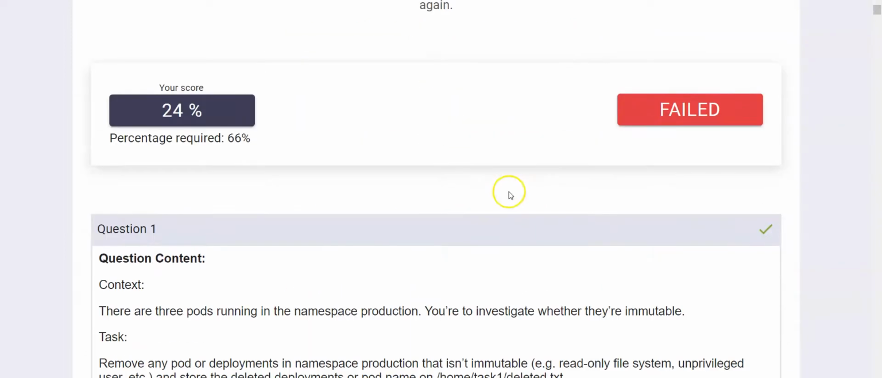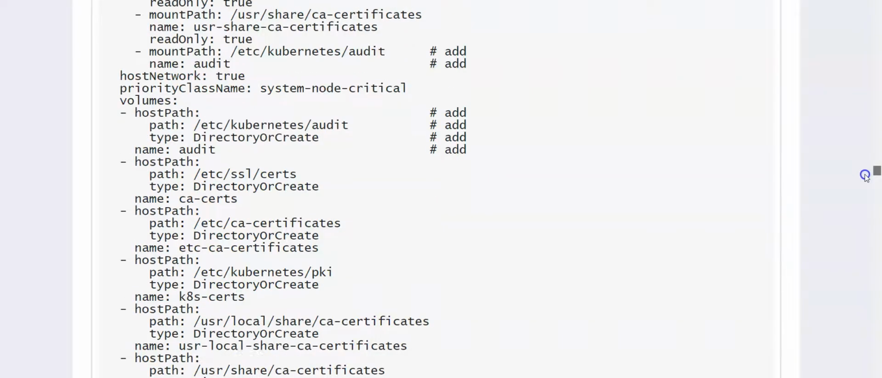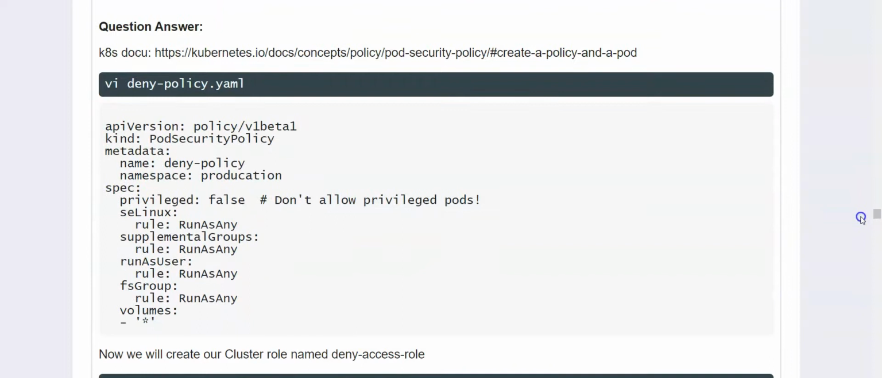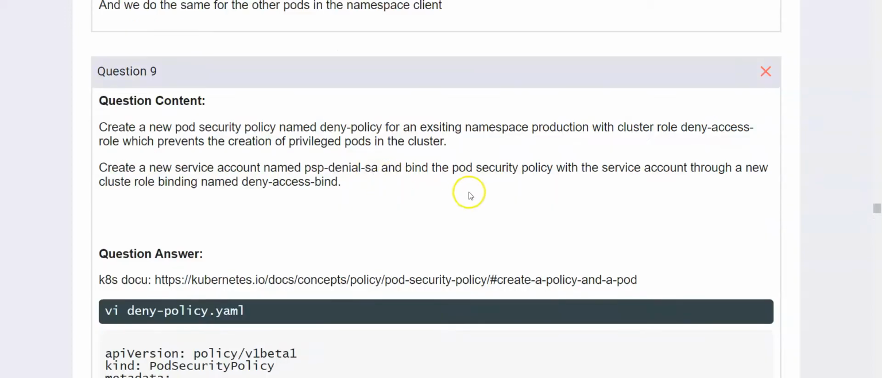Let me explain. In some questions, and this is the major issue, they say you should give the name like this, right? But in the actual answer, they say the name is not deny policy, but just deny. So this is kind of unclear. There are so many typos here, honestly. There are so many typos.